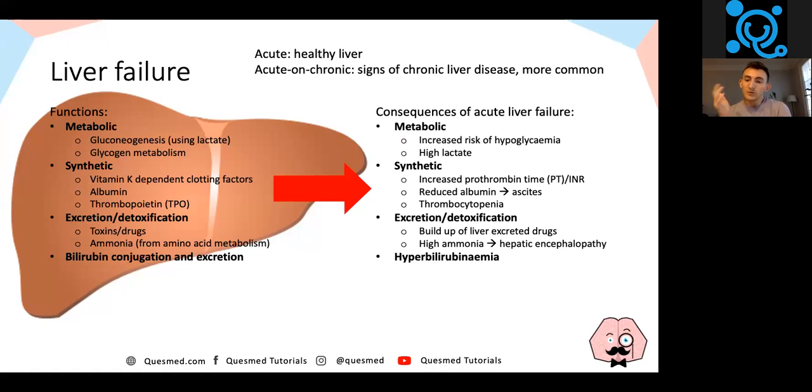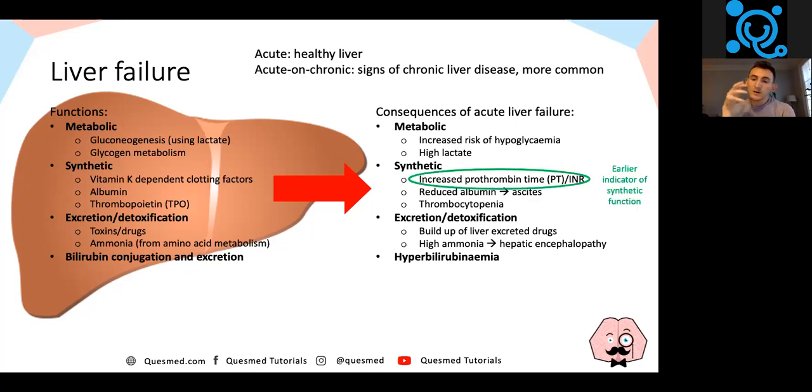You'll see an increased prothrombin time or an increased INR. You'll see a reduced albumin, and that reduces your oncotic pressure in your plasma. So you'll get fluid leak from the plasma and ascites. And because of the reduced thrombopoietin, you get a thrombocytopenia, so you get low platelets. You can get buildup of drugs that are excreted by the liver, and you can also get a high ammonia, and that then results in an encephalopathy, and that's called hepatic encephalopathy. And as we've spoken about already, you can get a high bilirubin.